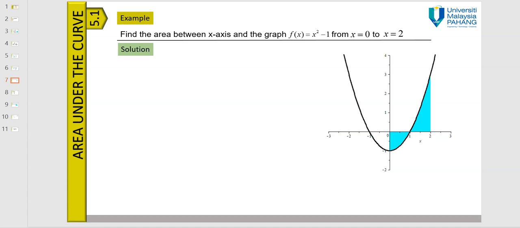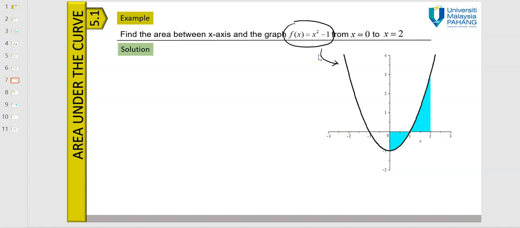Okay, let's look at this example here. You are asked to find the area between the x-axis and the graph f(x) = x squared minus 1. So this is the graph of x squared minus 1. You have the parabola with the concavity upwards, and then you shift 1 below the x-axis, so you have here the y-intercept, okay?